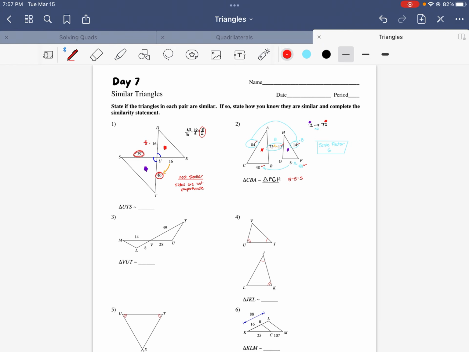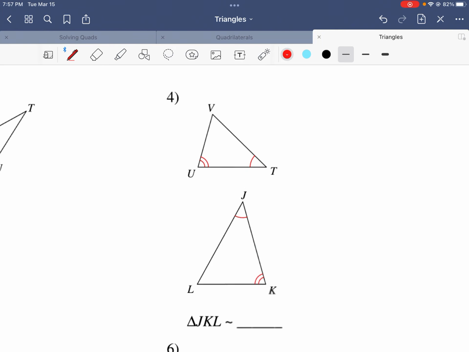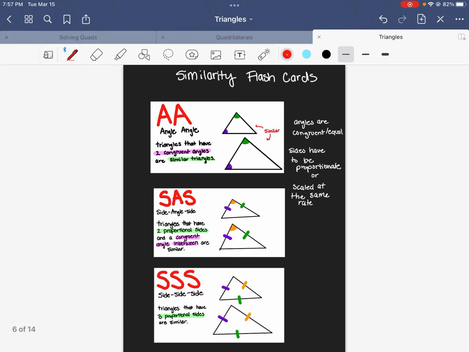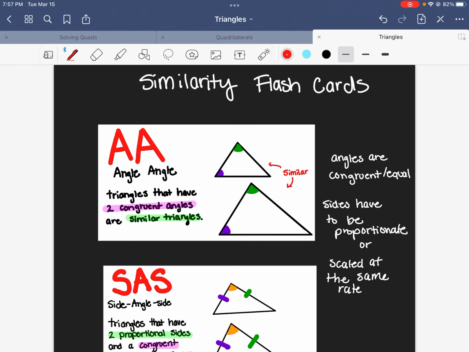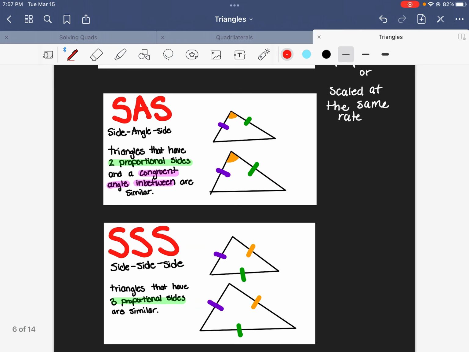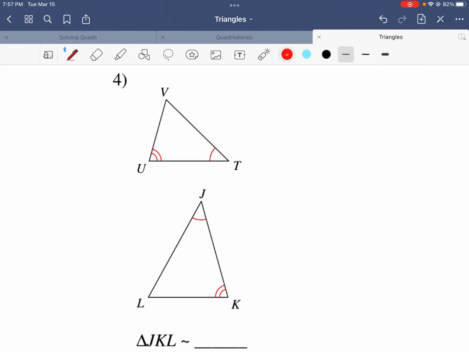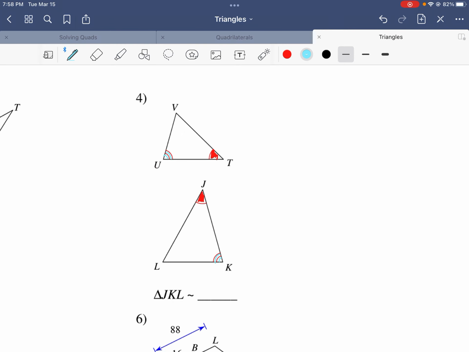So let's go ahead and try number 4, because number 4 deals with angles. So again, I see some angles are given here and I have no sides. So I can either try to use angle angle or side angle side, because these two theorems deal with angles. The last one just deals with sides, so I'm not going to be able to use that one. So I see that T is congruent to J because they have the one line. And I see that U is congruent to K because they have the two lines. That lets me know that those two angles are congruent to one another.